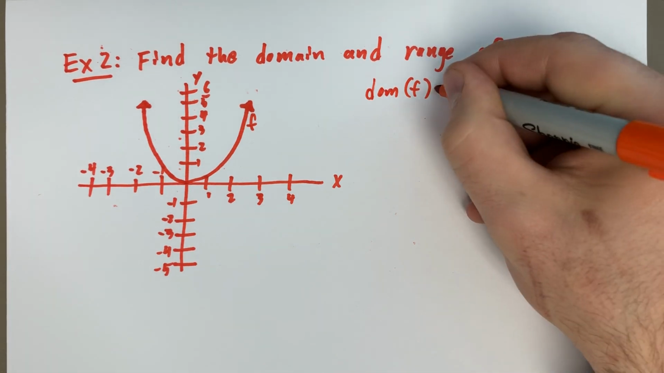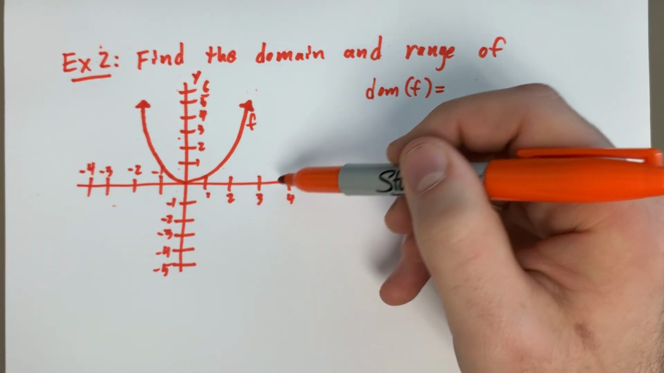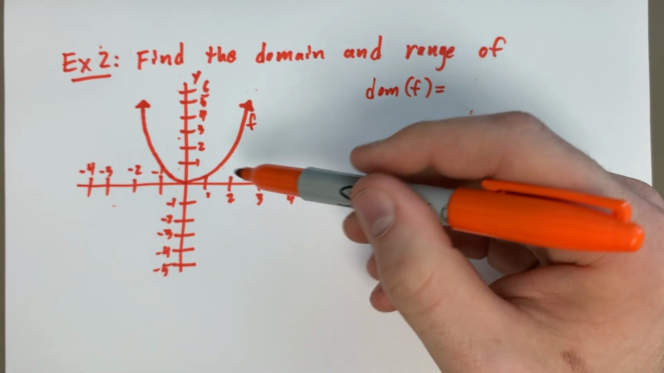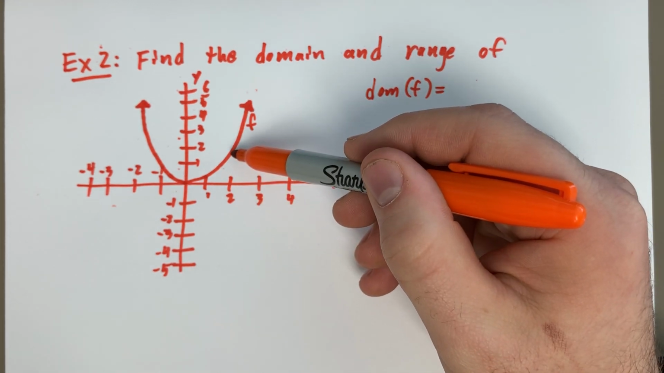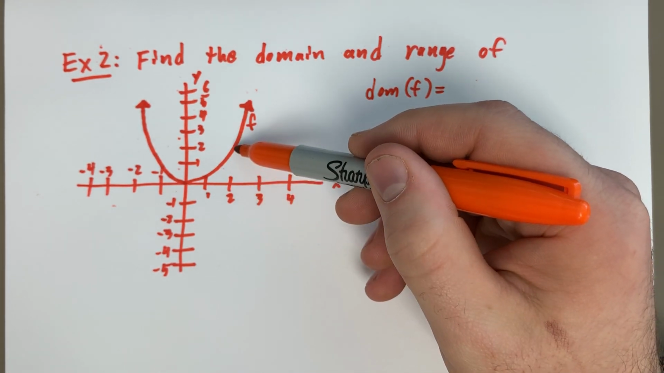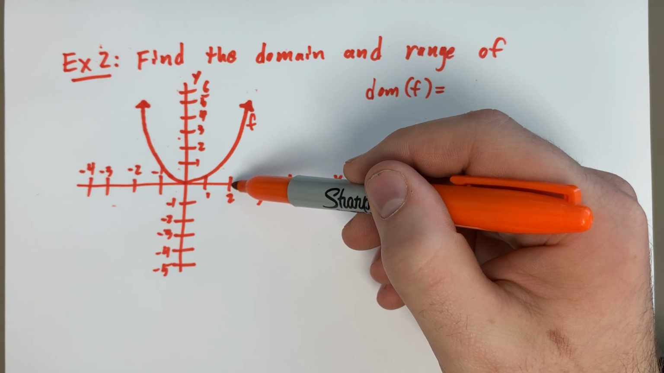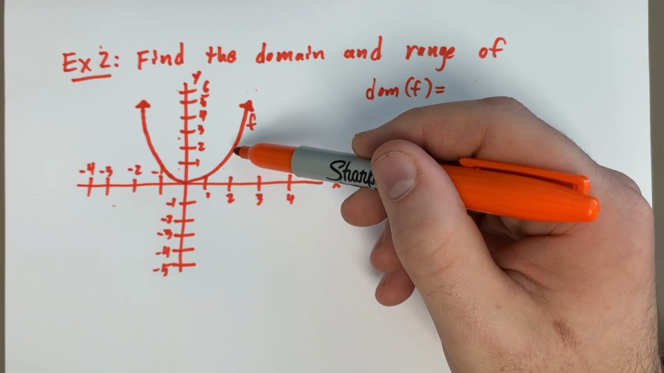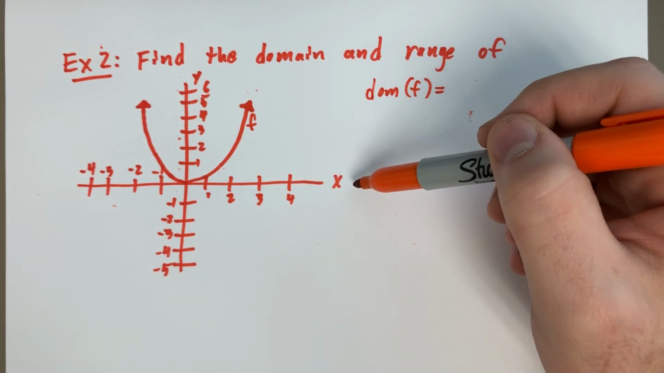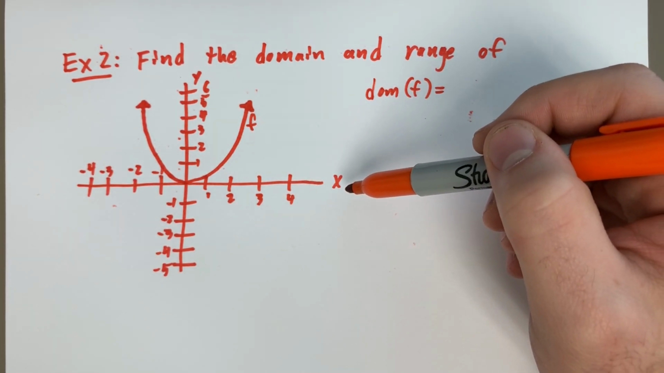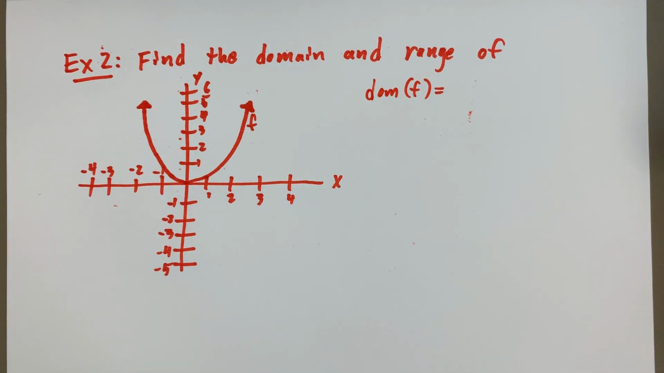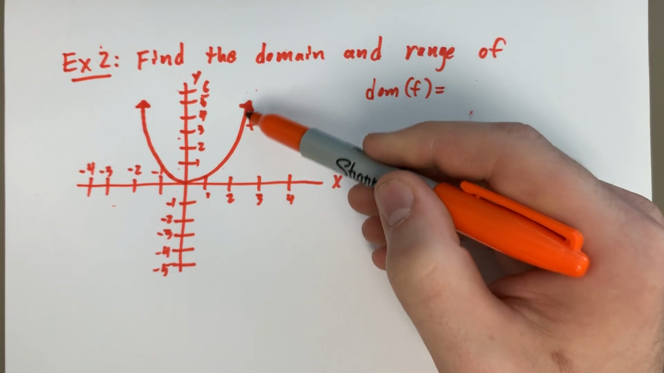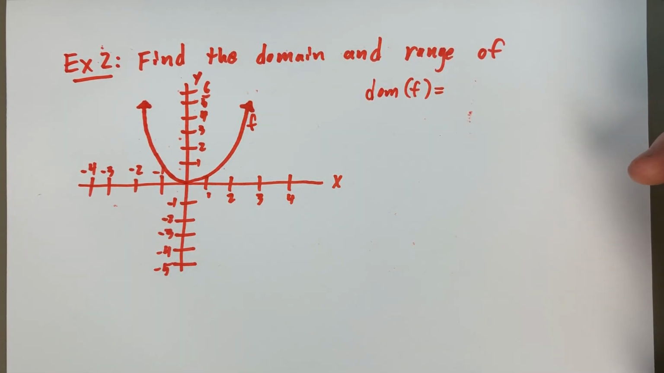Okay, so the domain, what can I plug in and get a y value out for? Can I plug in 2 and get a y value? Absolutely. Can I plug in 2.1 and get a y value? Yeah. Can I plug in 2.00001, something really close to 2, and get a y value out? Absolutely. Can I plug in really large values, such as 4 billion? Like if I went really far out here, could I get a y value out? The answer is yes, because this graph continues forever.